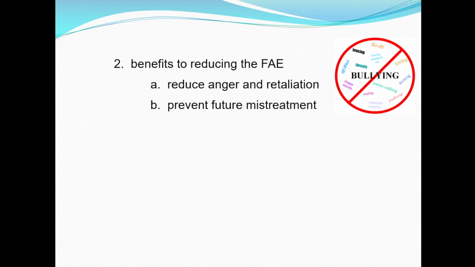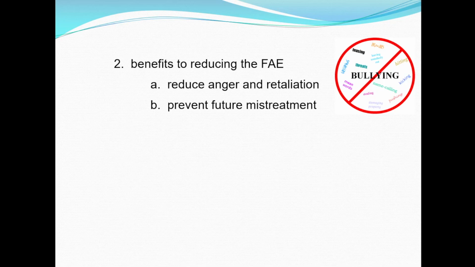So my point is that if you commit the FAE, you're less likely to prevent future mistreatment because you're less likely to fully understand the mistreatment. So let's reduce the FAE, let's better understand the mistreatment, and then we have a better chance of preventing future mistreatment. So I apologize for the dark example. I hope it made sense.